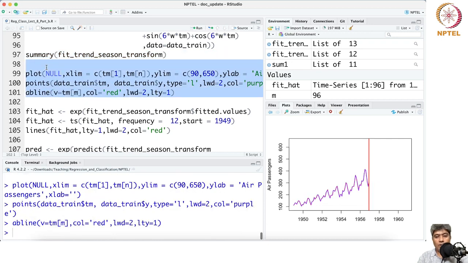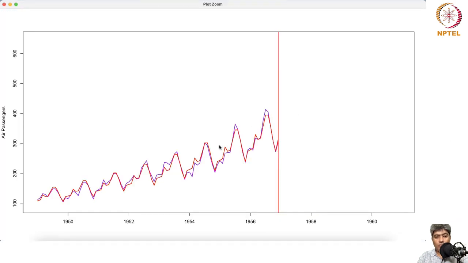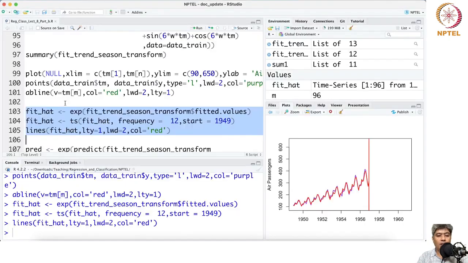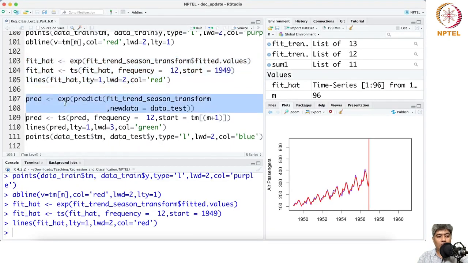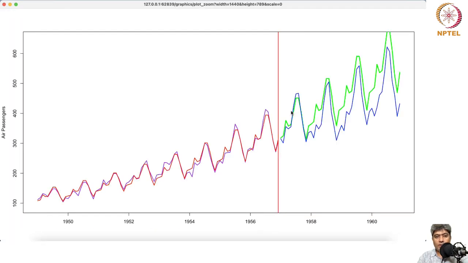So now if we draw the plot, so this is in sample fitting, which is pretty much picking up the entire data nicely, and this is out of the sample forecasting. The green is out of the sample forecasting. It is slightly overestimating now.